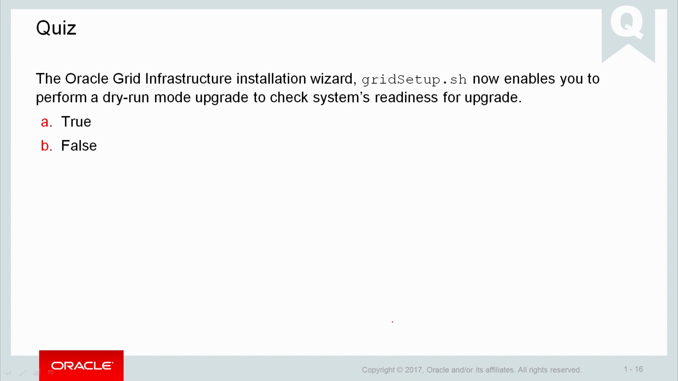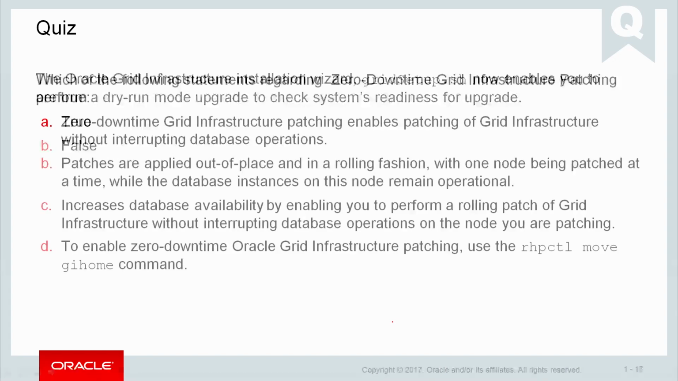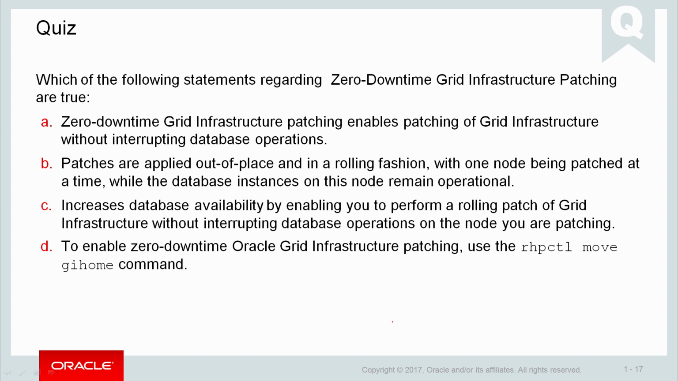The Oracle Grid Infrastructure Installation Wizard grid-setup.sh now enables you to perform a dry run mode upgrade to check system's readiness for upgrade. Is this true or false? This is true. And which of the following statements regarding zero-downtime grid infrastructure patching are true?